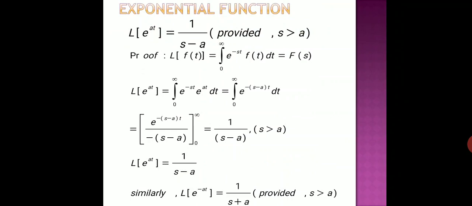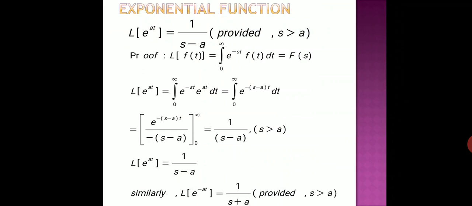Therefore, minus of s minus a are there. Then I have to substitute the upper limit minus lower limit. The upper limit is infinity, and e power minus infinity is automatically 0. We get 1 divided by s minus a, s greater than a. Then automatically we get L of e power at is equal to 1 divided by s minus a.